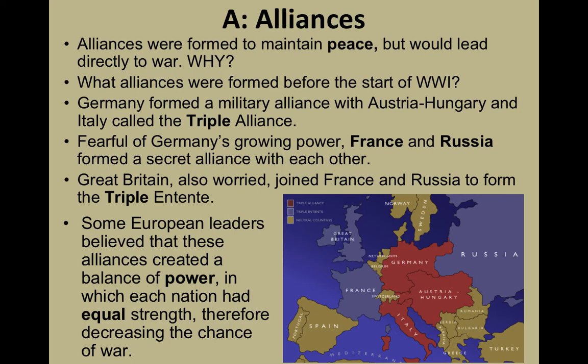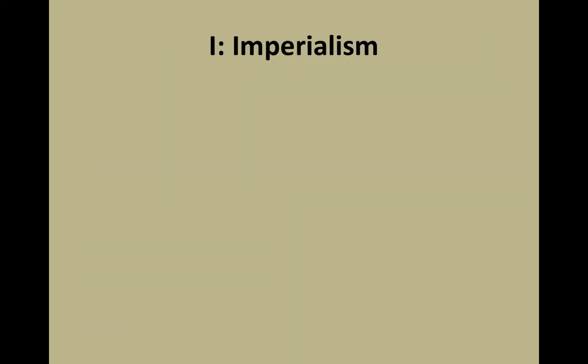Now, some European leaders believed that these alliances would create a balance of power in which nations would have equal strength, and therefore it would decrease the chance of war. But really it didn't decrease the chance of war. It just ensured that if a war broke out between two countries, it would mean a war breaking out between various countries, creating what's known as a world war.